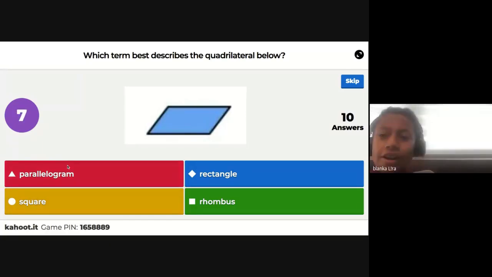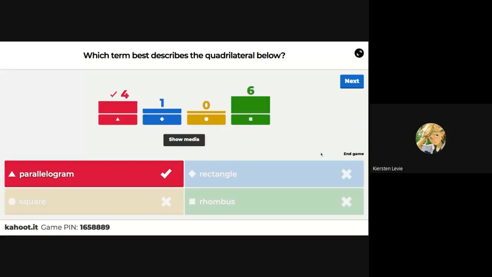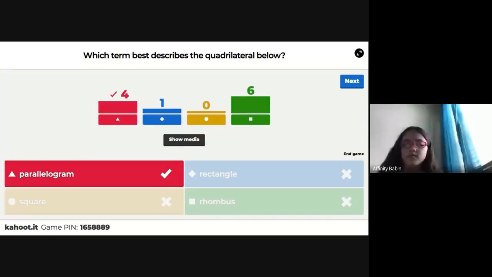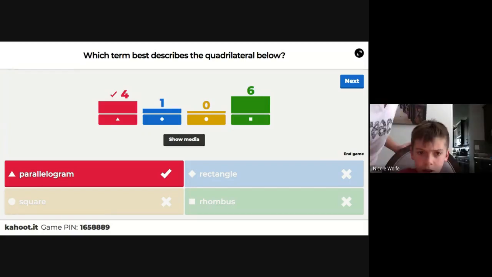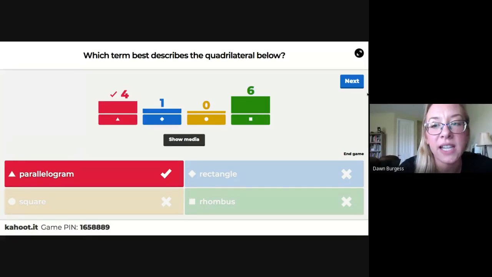No way, I just guessed and I got it right. I think I got it. That was a parallelogram because it had the two top parallel and slanted sides.